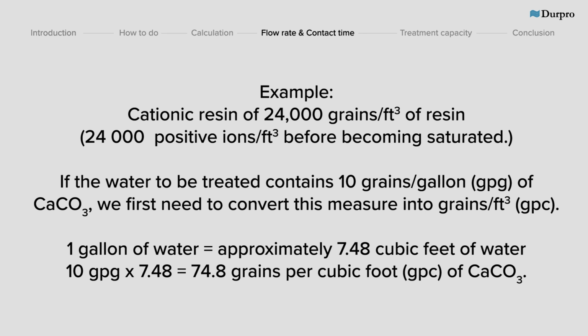1 cubic foot of water equals approximately 7.48 gallons. So, 10 grains per gallon multiplied by 7.48 is equal to 74.8 grains per cubic foot of calcium carbonate.